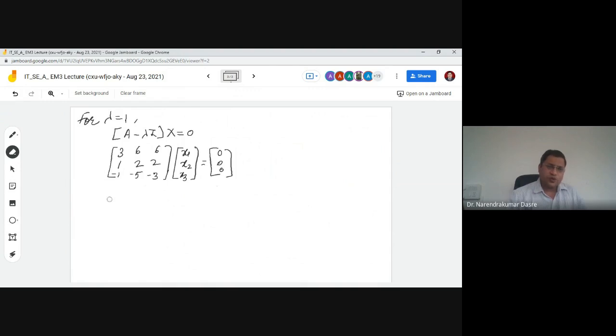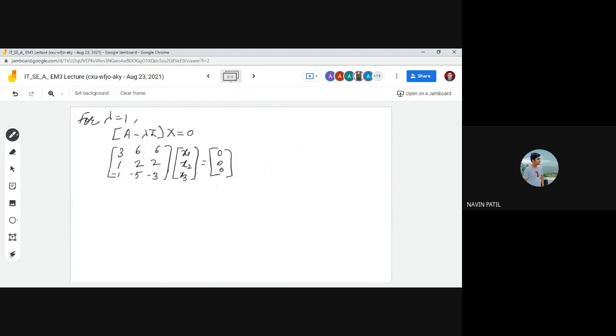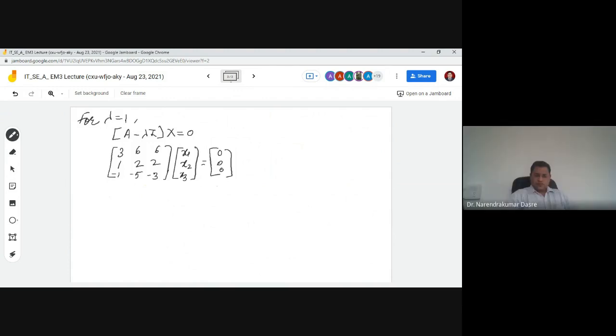Now can you tell me how many distinct equations you can see in this matrix? How many? 1, 2, 3, 4.